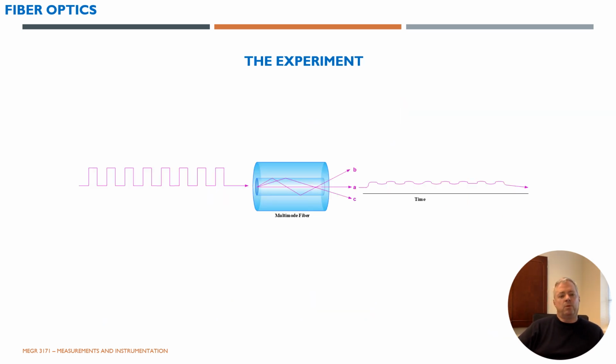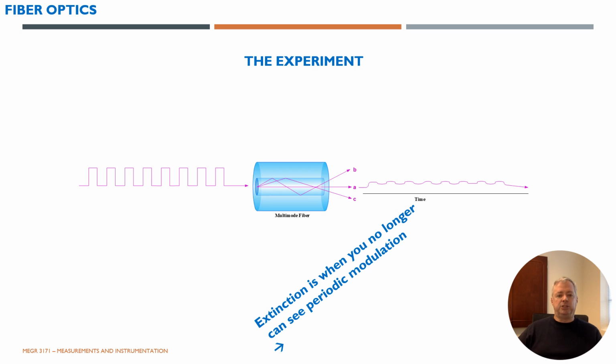And so what you're really looking at is extinction. You've got this nice pretty square wave going in. It's a multi-mode fiber, so you get different light paths. And so what happens is your output signal is pretty degraded. You're going to continue to change this until you see extinction, which is where you cannot see any more output path. So it's an interesting project.